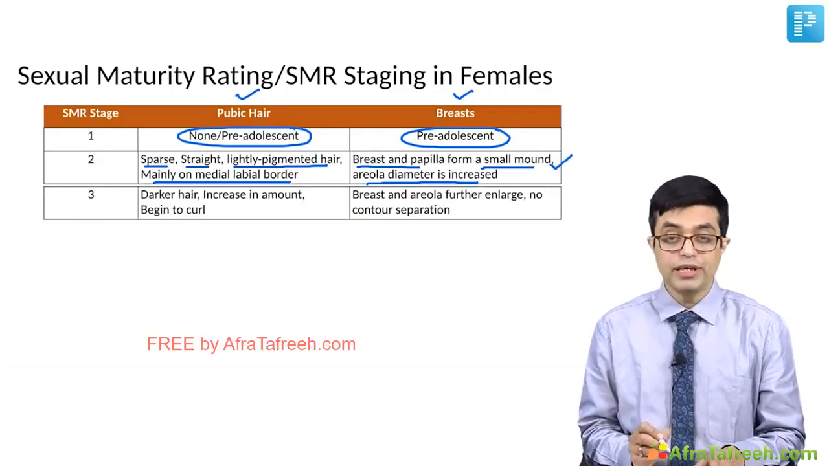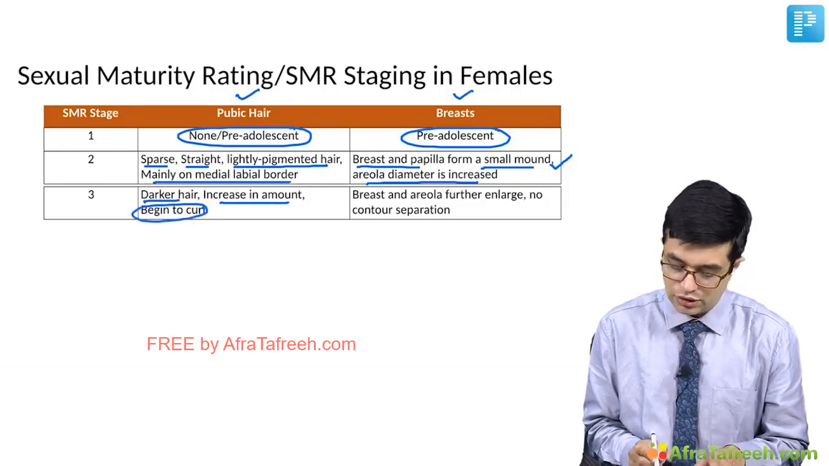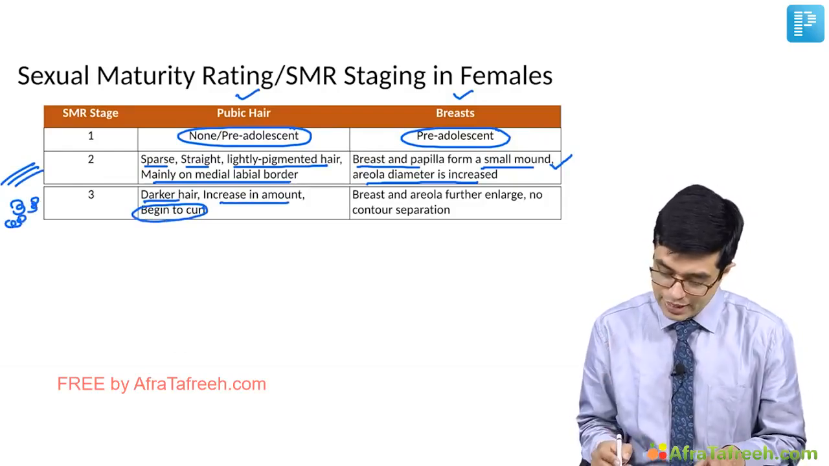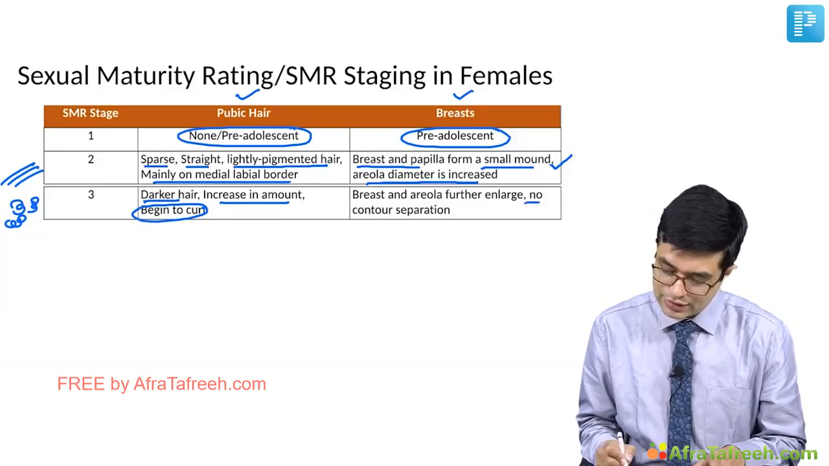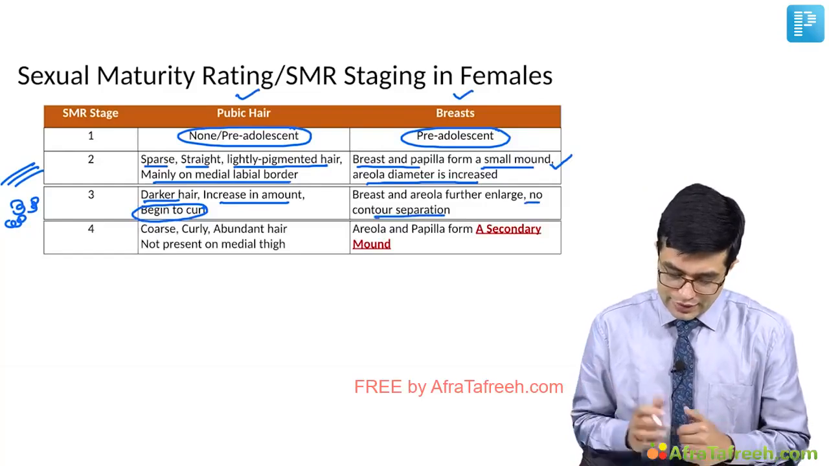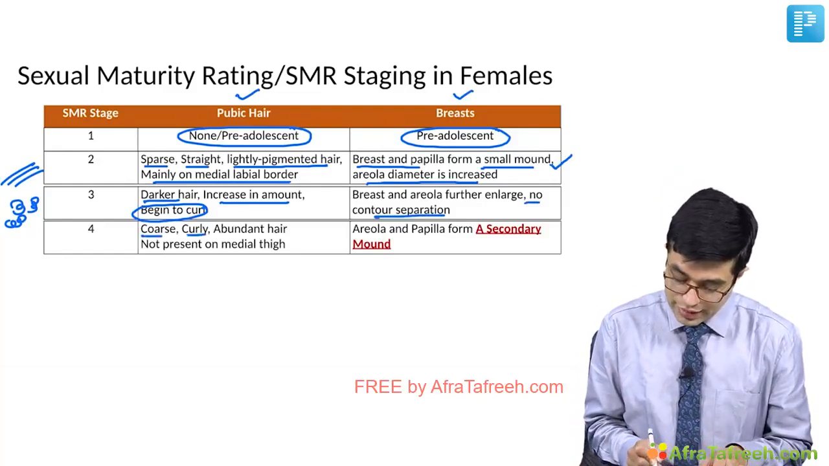In stage 3, the pubic hair becomes darker, increases in amount and begins to curl. So initially they were straight, now they begin to curl. So this curling begins in stage 3. And the breast and areola further enlarge, there is no contour separation, everything is part of the same level. Then stage 4.